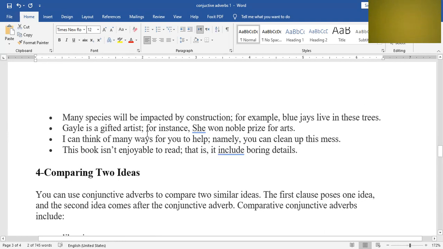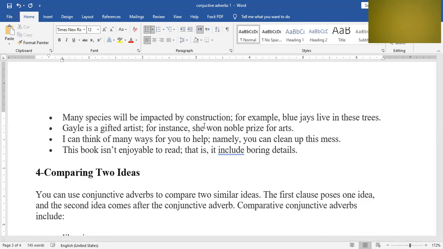You say, for instance, she won the Nobel Prize for Arts. She's a gifted artist. How to support or explain that she is a gifted artist? She won the prize, the Nobel Prize for Arts.